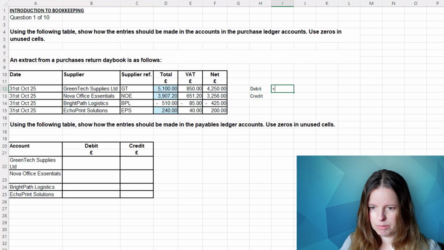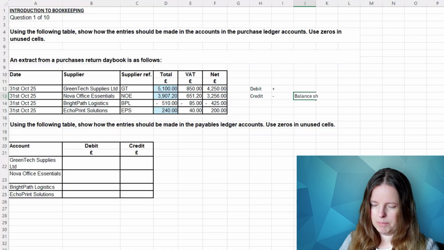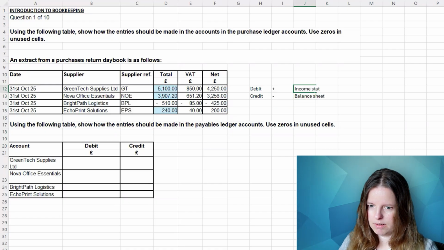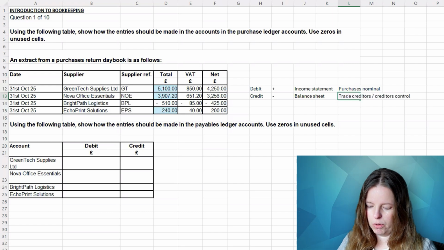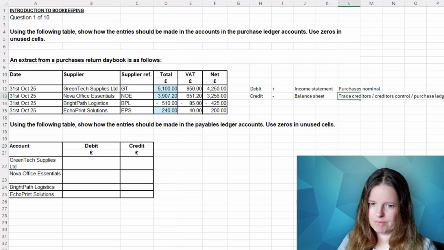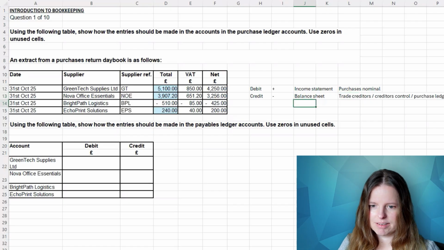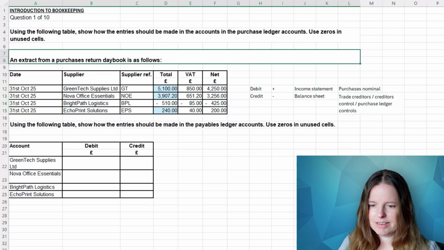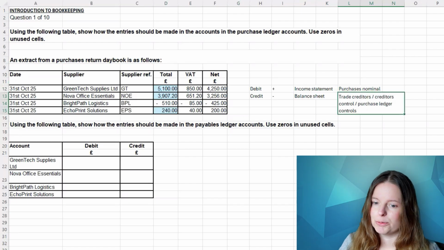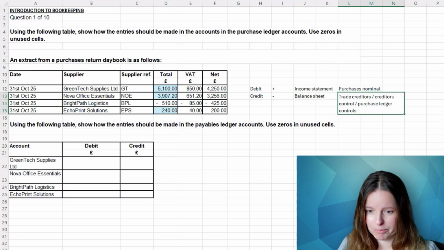So again, if we put this down, what would happen normally is we'd have a debit, which would be a positive in the income statement, and a negative on the balance sheet. Okay, and this would probably go to the purchases nominal, and this would go to the trade creditors or creditors control or purchase ledger control. We like to have about 1,000 different ways of saying this. But that is because of different accounting standards like UK GAAP and IFRS, etc., which we'll go through a lot later on in your exam studies.